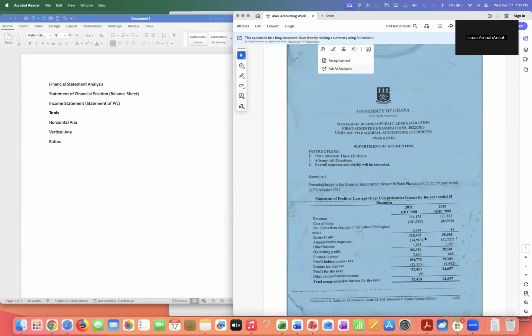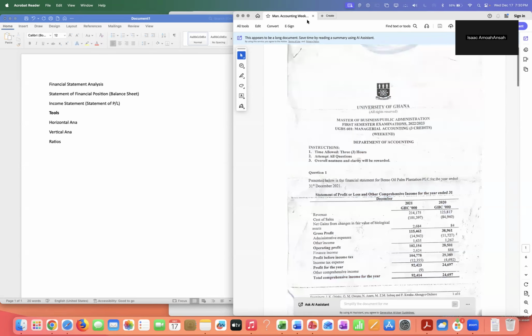And then let's note that growth can be positive or negative, right? You can have a positive growth and a negative growth. So we can note the growth in revenue. We can note growth in cost of sales. We can note growth in all the items that exist on the face of the statement of profit or loss, right? All right, let's look at the other statement, which is the balance sheet.